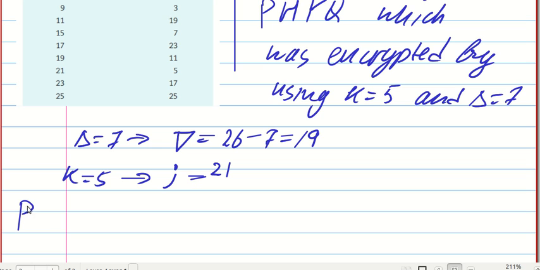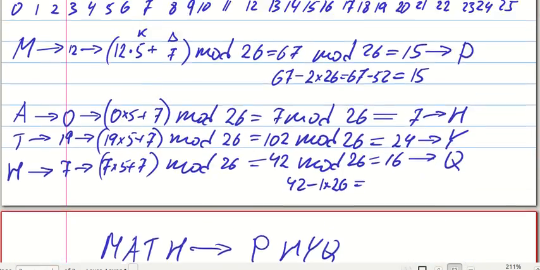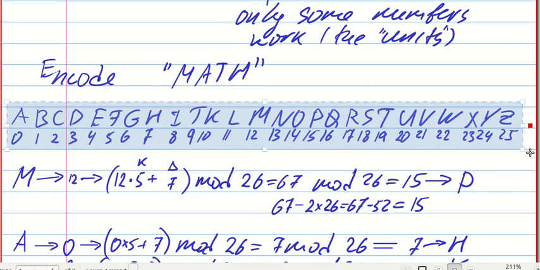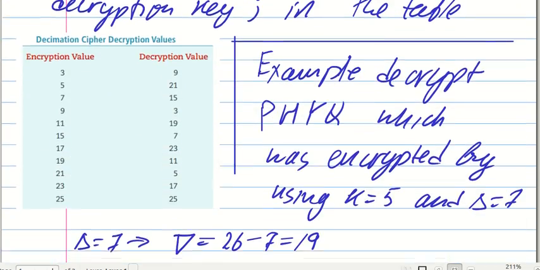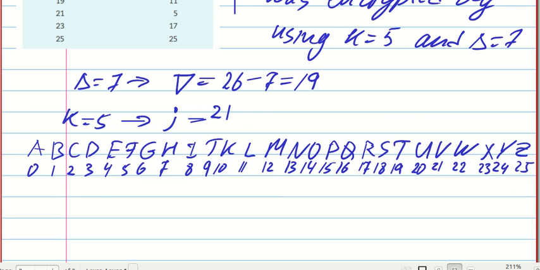So let's try to decode. P is, so we need the alphabet probably. Let me get some space here and get the alphabet out. So here's our alphabet. We will copy it from here, and paste it over here. And now we're going with letter P. Letter P is 15.